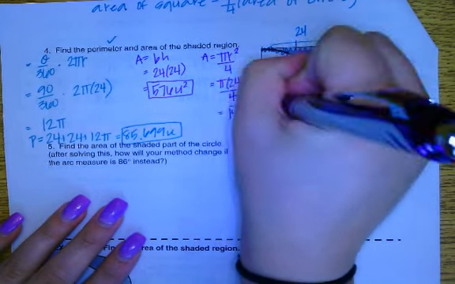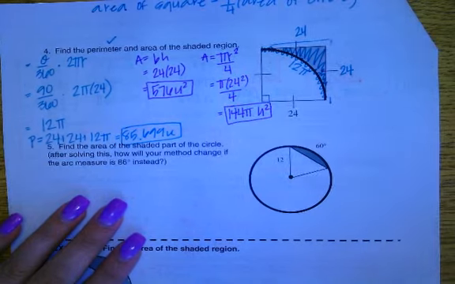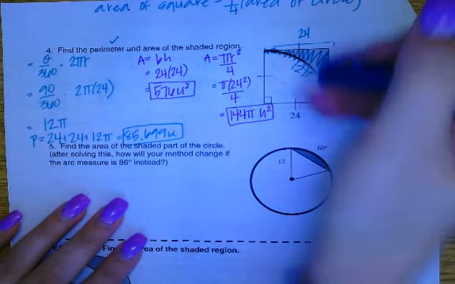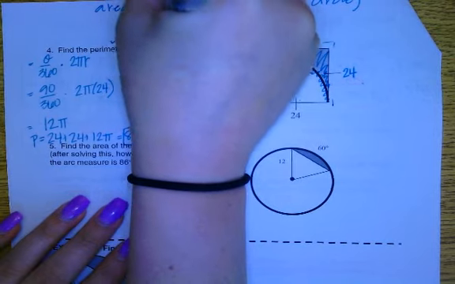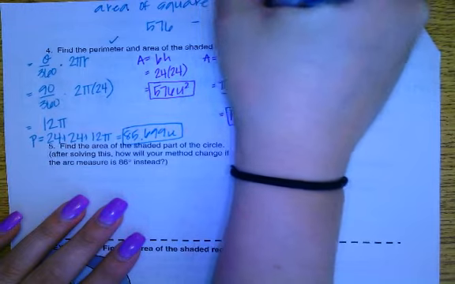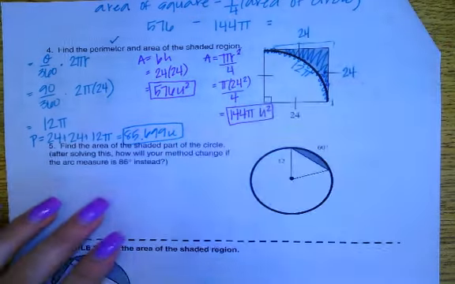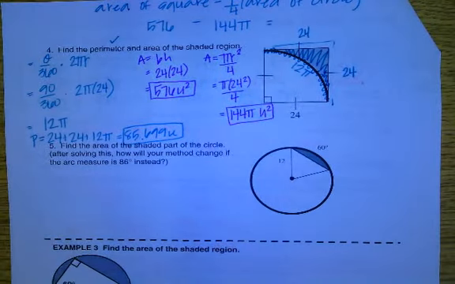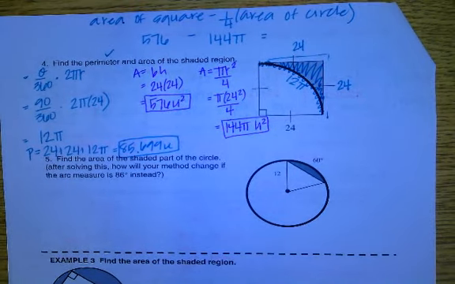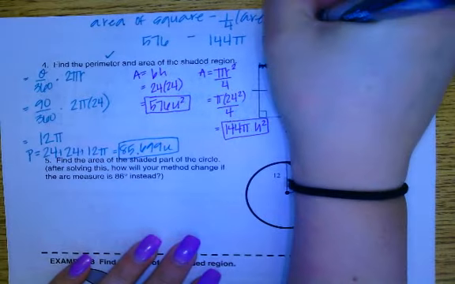Okay, now I can go back and substitute into my equation. So I have 576 minus 144 pi. And let's round to the nearest hundredth. What is going to be the area of my shaded region? Units squared.